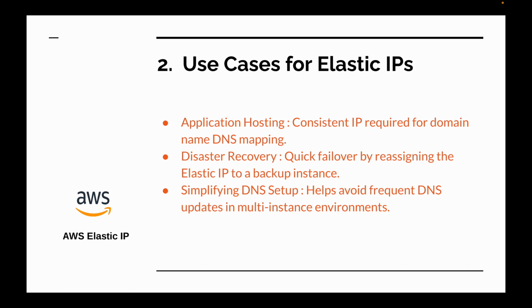There are many use cases for Elastic IP. The first one is application hosting: hosting a website or application where a consistent public IP is required for domain configuration. Then disaster recovery: quickly assign the IP to a backup EC2 instance in case of server failure. And for load balancing alternatives, like simplifying DNS setup when using multiple EC2 instances without a load balancer. However, remember that AWS charges for Elastic IPs when they are not associated with a running instance, to encourage efficient use.